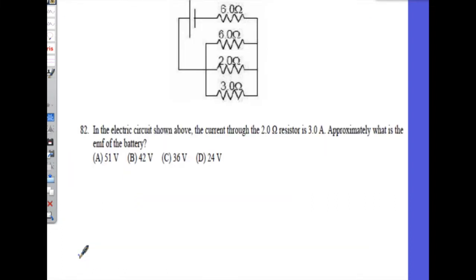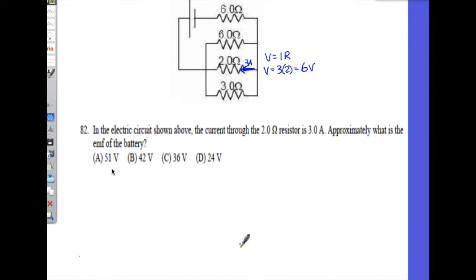82. In the electric circuit shown above, the current through the 2 ohm resistor is 3 amps. I'm just going to mark that on here. What is the approximate EMF of the battery? So I want to know the voltage of the battery here. Well, I could find the total resistance. I'm going to hold off on that. I'm just going to work with this. Ohm's law for just this one resistor, V equals IR. The current is 3, the resistance is 2, so the voltage is 6.